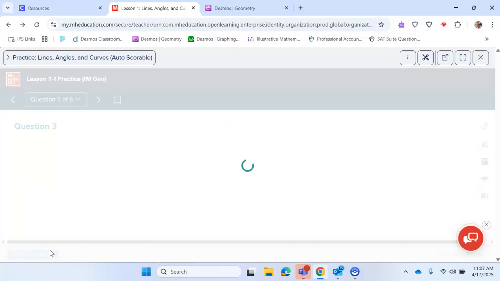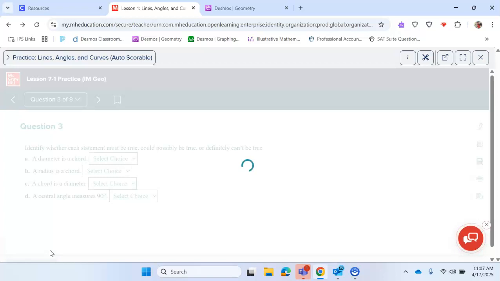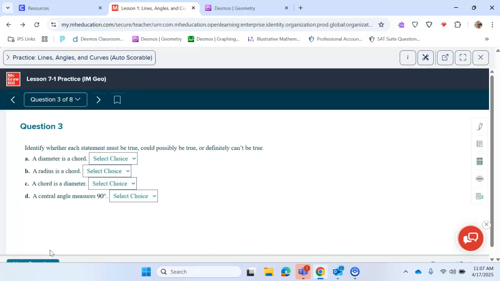Question 3. Identify whether each statement must be true, could possibly be true, or definitely can't be true. A diameter is a chord. A diameter is a chord that goes through the center of a circle, so that is always true. Must be true.